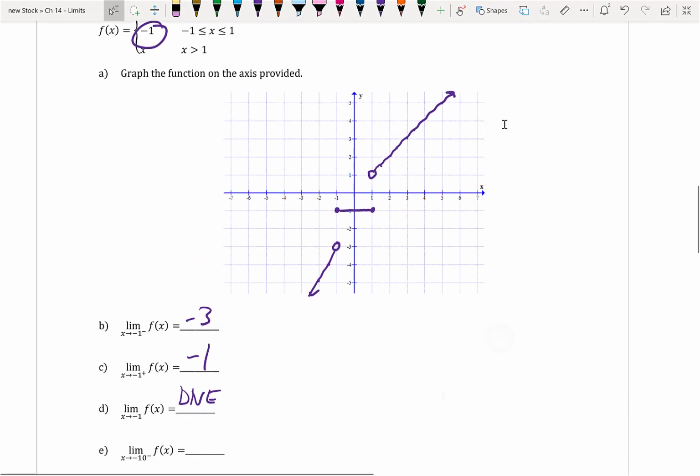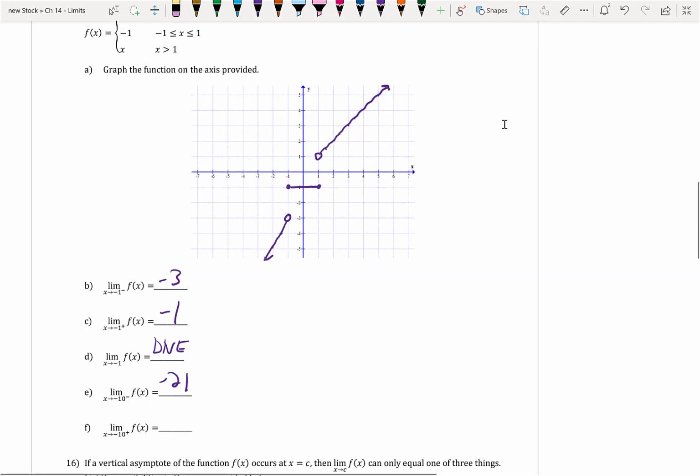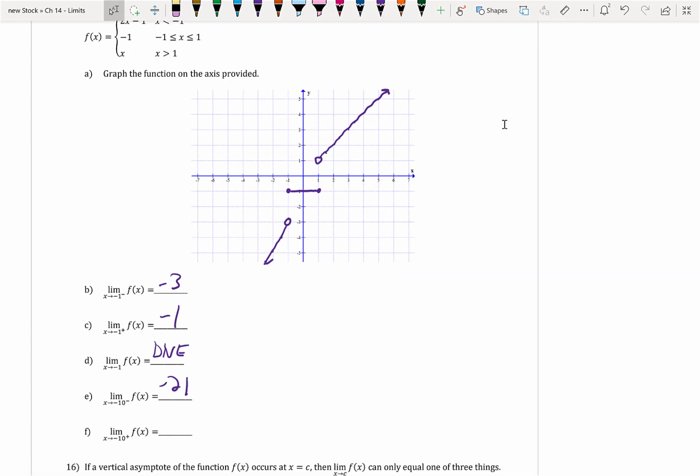Okay. What about negative 10 from the left? Negative 10 times 2 minus 1, we are looking at this piece here. So negative 21, which is kind of fun because it's in a part that you can't see, but you know that the left and the right side should be the same because this is in a line segment. So I know that negative 10 from the right should also be negative 21. Okay, 16 does not apply to the graph.